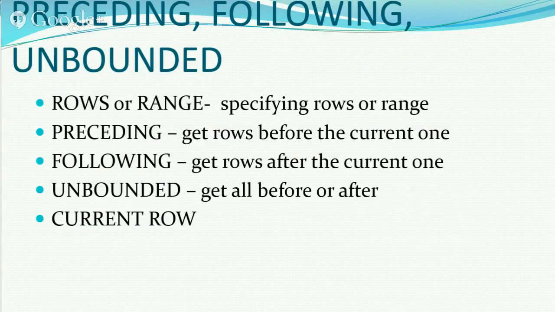Preceding tells it to look at the rows before the current one. Following says to look at so many rows after the current one. Unbounded is telling that windowing function to look at all of them until the end of that partition, or to the beginning of the partition, depending on whether you're going preceding or following. And current row is a way of saying just reference the current row that we're at now.